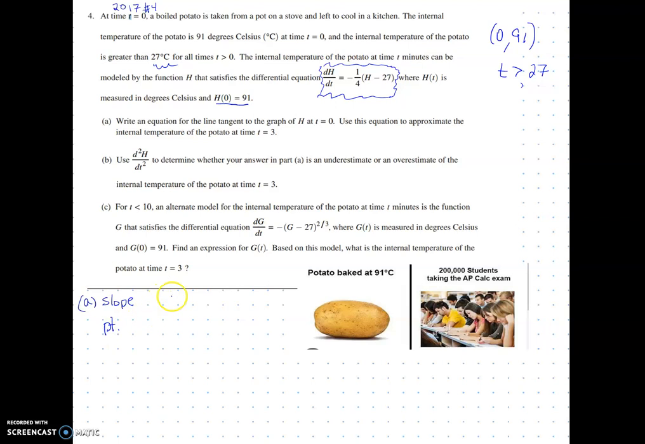And good golly, we were given the point. We were yelled the point. They gave it to us twice. They gave it to us here, and they gave it to us up there. We have the point in two different places. So the point that we have is (0, 91).